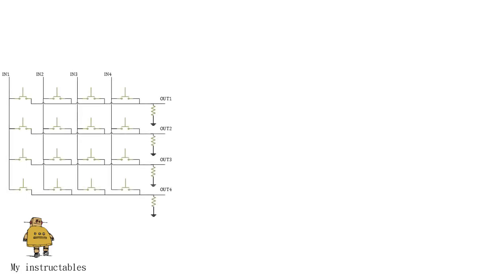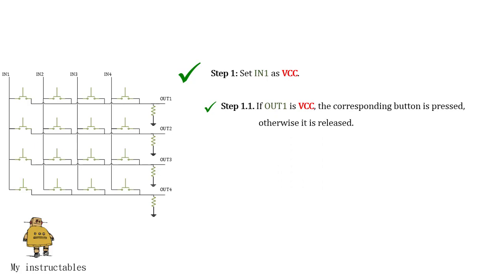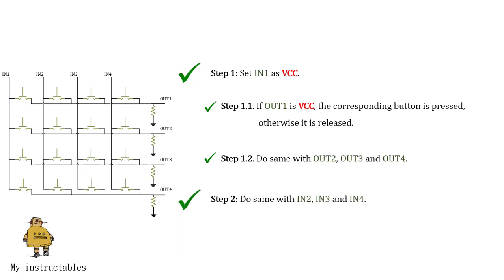So the method to check whether all buttons are pressed or released is to follow the steps as follows. Step 1. We set the input pin 1 as VCC. Step 1.1. If the voltage of the output pin 1 is VCC, the corresponding button is pressed, otherwise it is released. Step 1.2. Do the same with output pins 2, 3, and 4. Step 2. Do the same with input pins 2, 3, and 4.